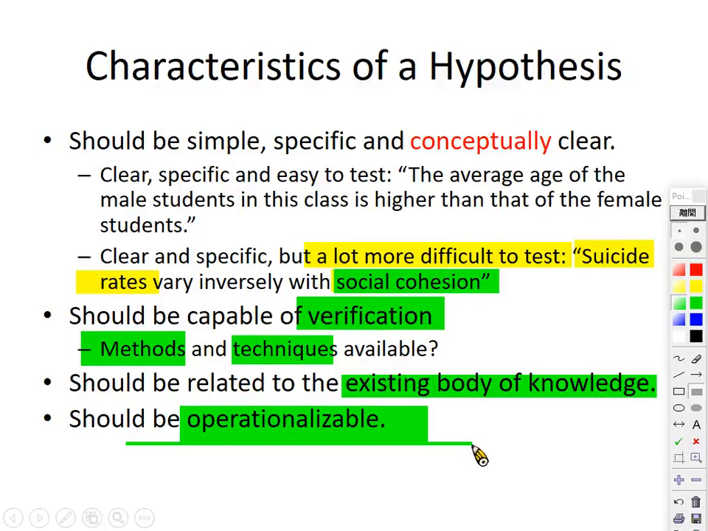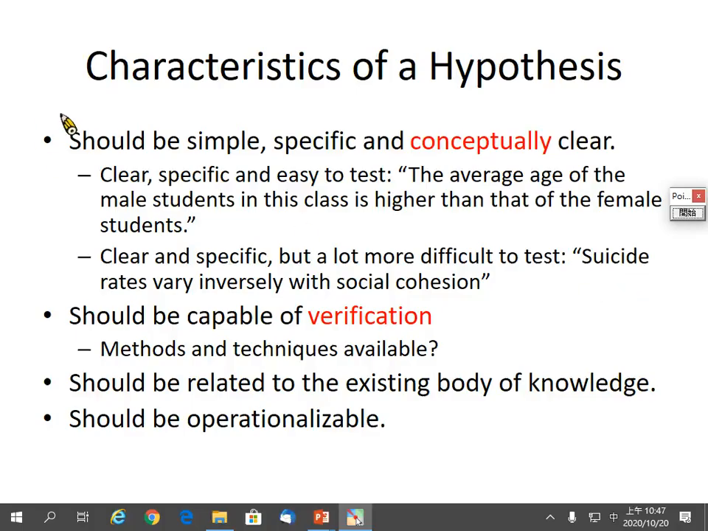Okay? It's very important because we need to test hypotheses. If the variables or the concepts inside one hypothesis cannot be operationalized, then we have no way to collect data. Is that right? It's very important to keep in mind for this one. Okay, I'll give you another 3 minutes to look at this very simple slide.